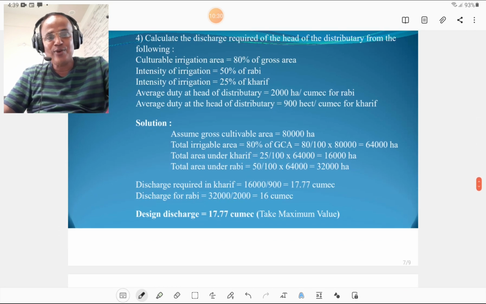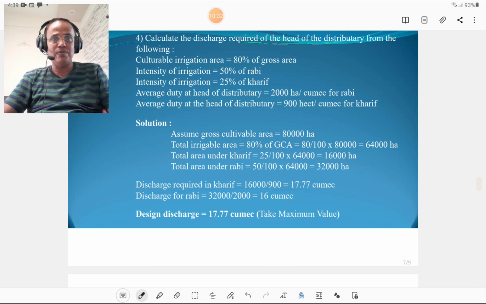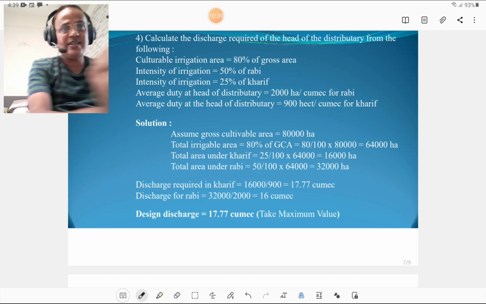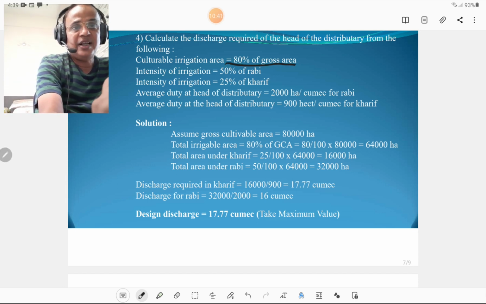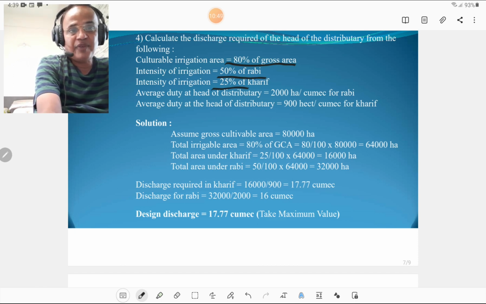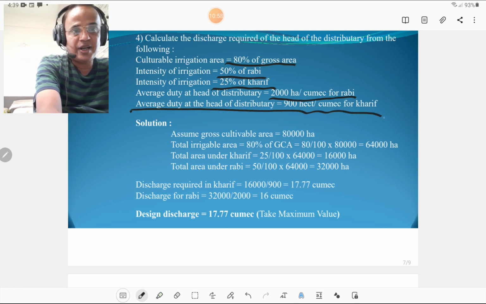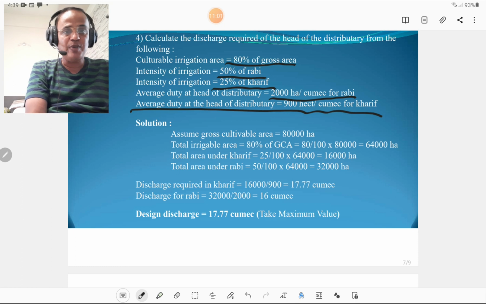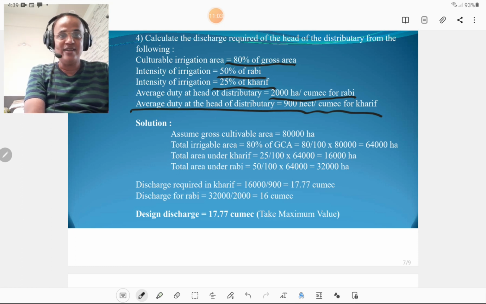Then we are going to discuss the fourth type of problem. That fourth type of problem is based upon the area. The culturable irrigation area is given as 80% of the gross area. Intensity of irrigation, that is II, is given as 50% for Rabi, and II is given as 25% for Kharif. And average duty at the head of the distributary is 2000 hectare per cumex for Rabi, and 900 hectare per cumex for Kharif, and we have to calculate the discharge.